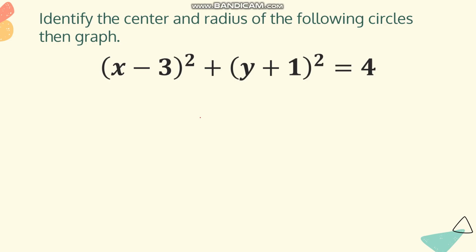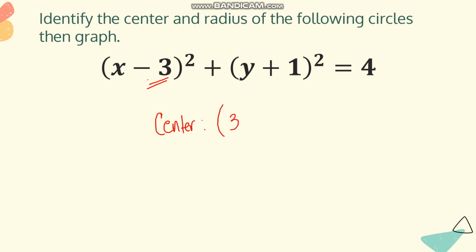Now let's identify the center and the radius of another equation. We have the square of x minus 3 plus the square of y plus 1 equal to 4. So obviously this equation is already in center-radius form, so we can easily identify what is the center and what is the radius. So we can write here center. Okay, so for h, we will write here 3.